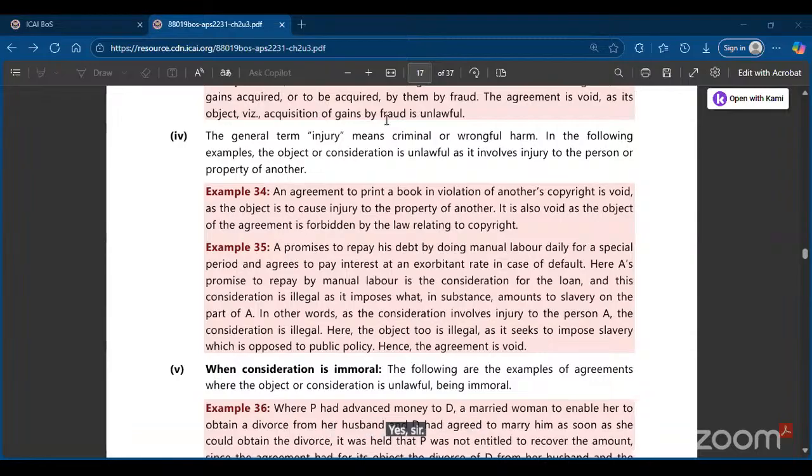There was a lecturer in my older college, Jain College. His wife was an acid attack victim, and he married her.